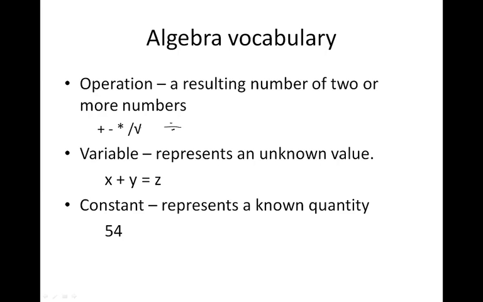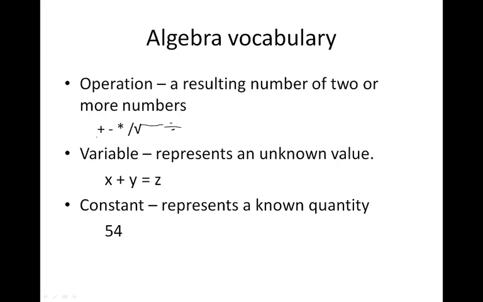This little guy right here is actually supposed to have a line like that, maybe a straight line. But this is called a radical symbol, and we use this for square roots and such. If you don't know what a square root is, don't worry about it. We're going to get to it. Right now, you just need to focus on what an operation is.